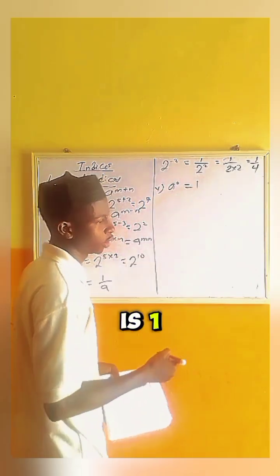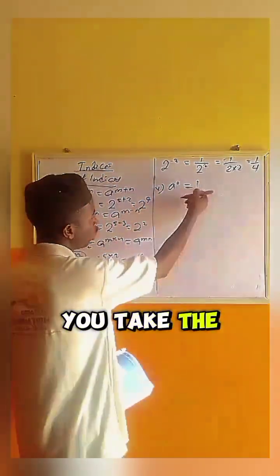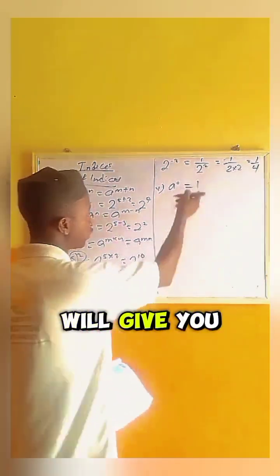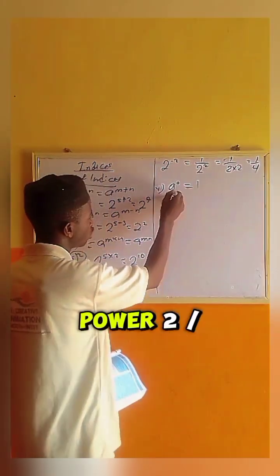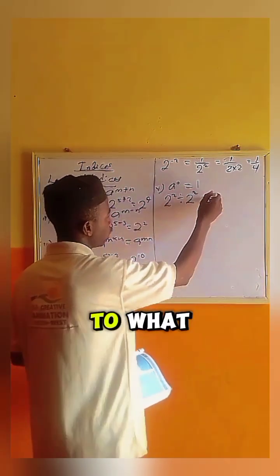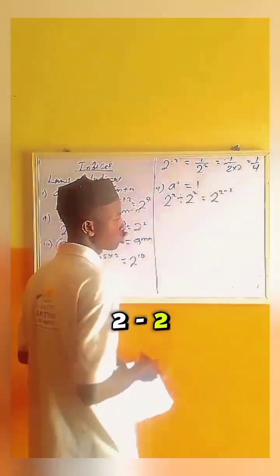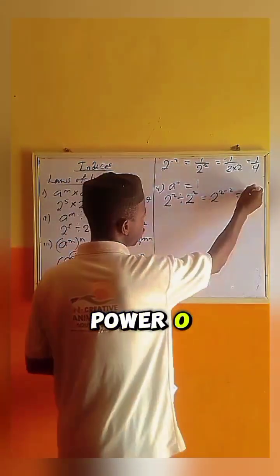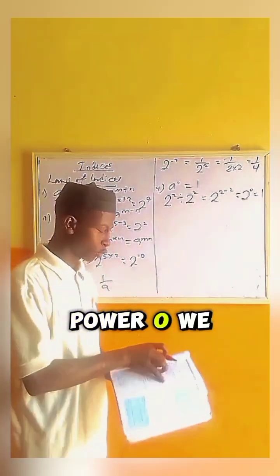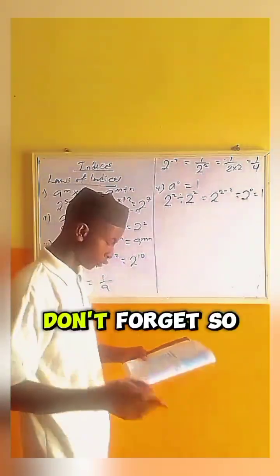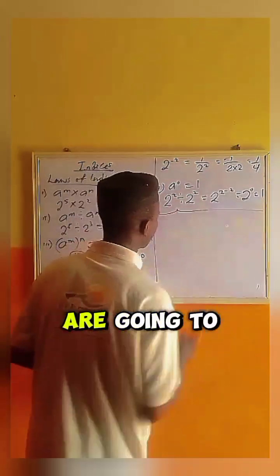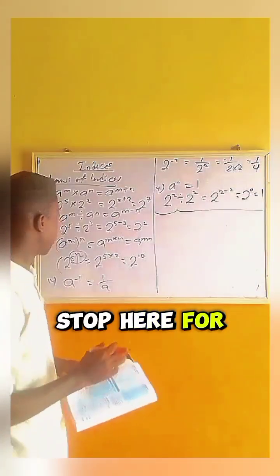Also, if you have a raised power 0, anything raised power 0 in indices is what? It is 1. For you to know this, if you take the log of this, you are going to get 0, because the logarithm of 1 will give you 0. So if you have 2 raised power 2 divided by 2 raised power 2, which equals what? 2 raised power 2 minus 2, which will give you 2 raised power 0, which equals 1. So in indices, anything raised power 0 will always give you 1. Don't forget.